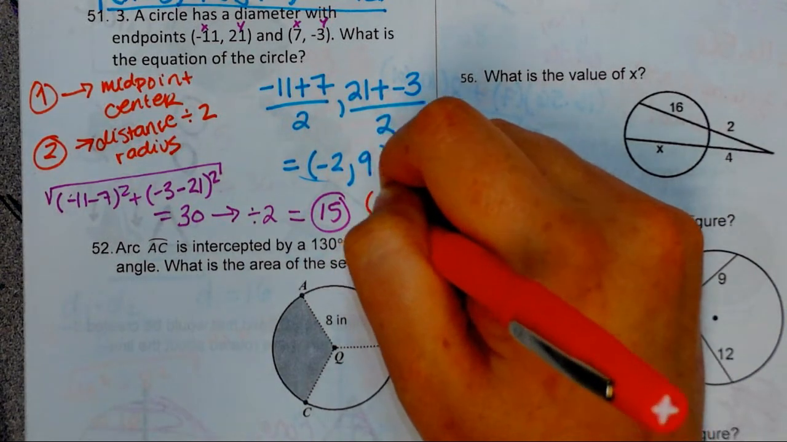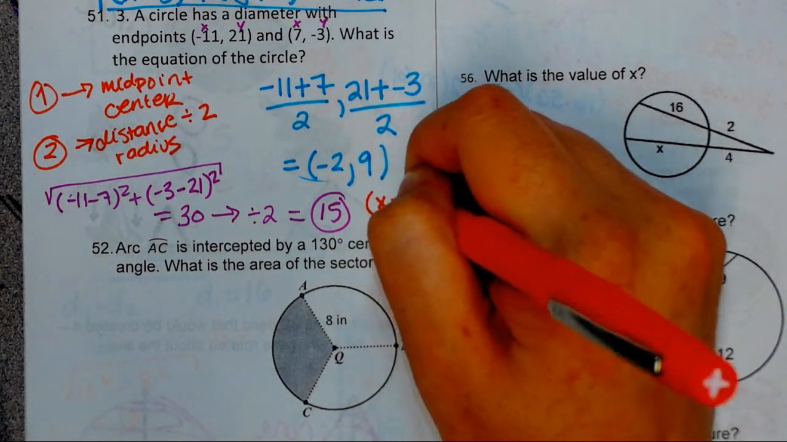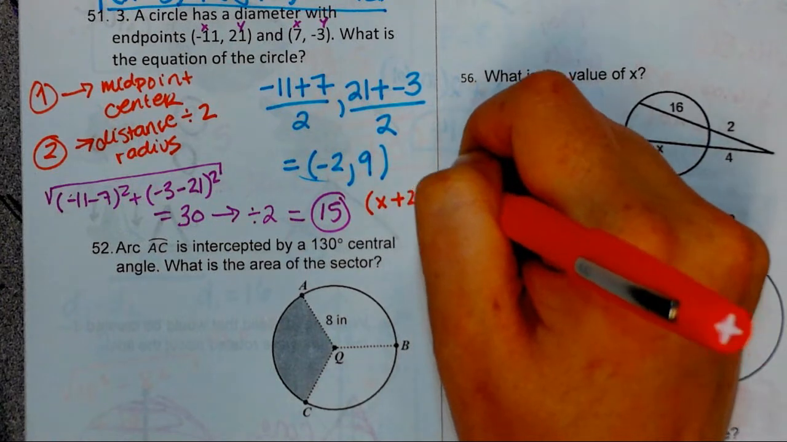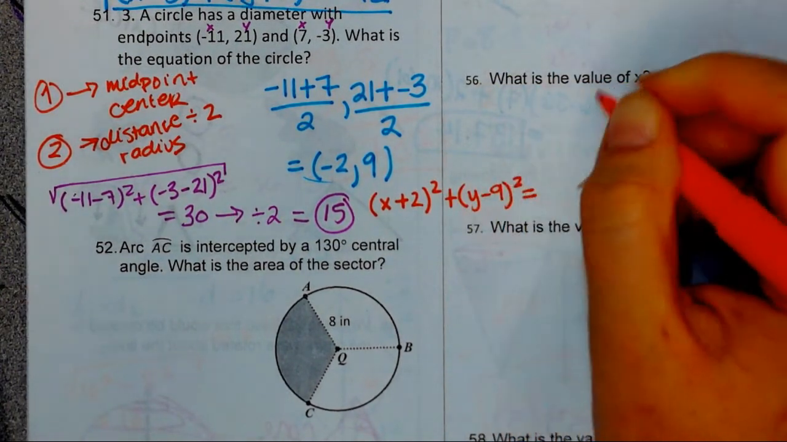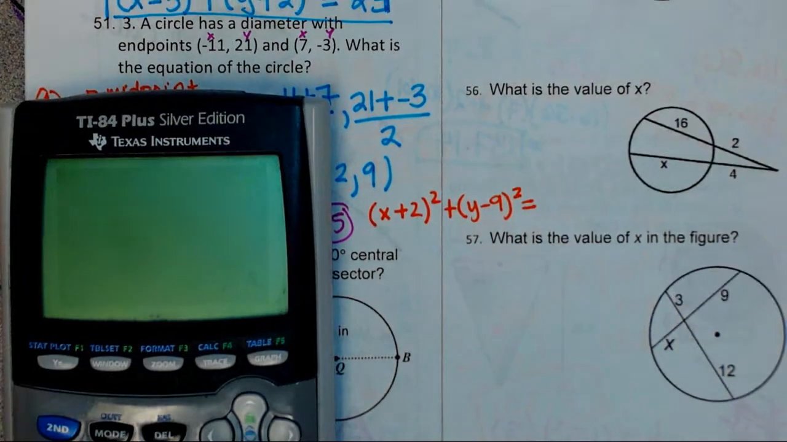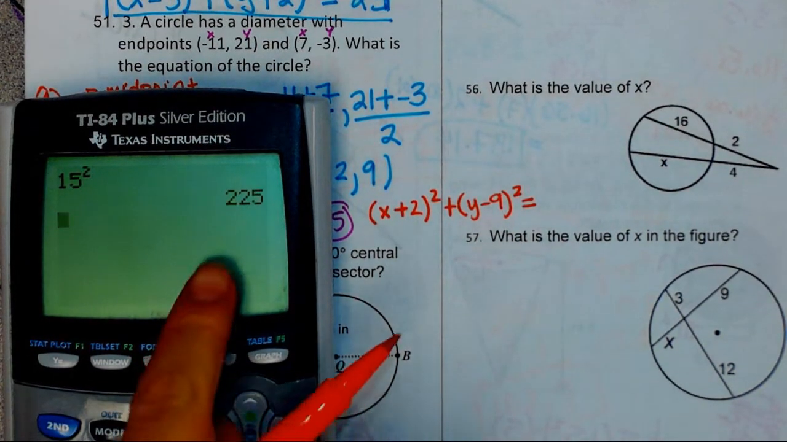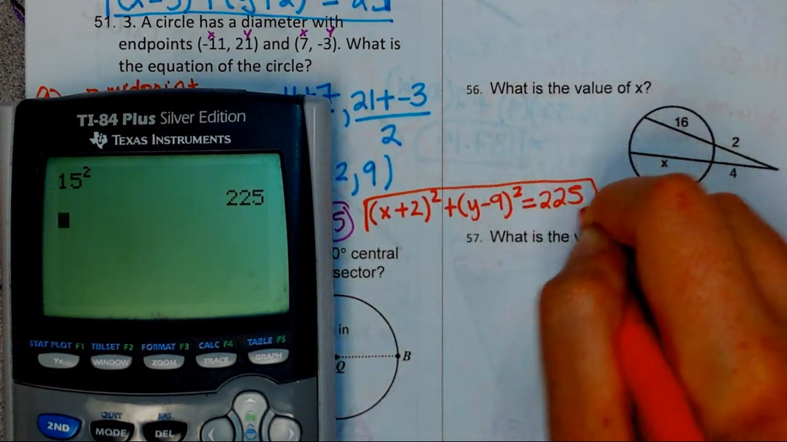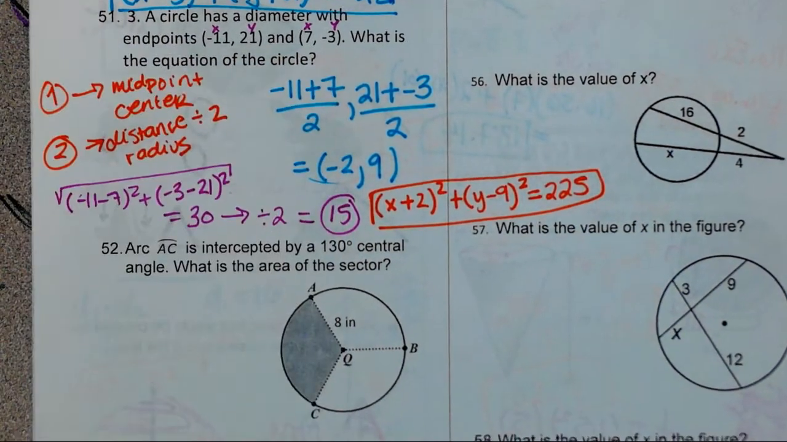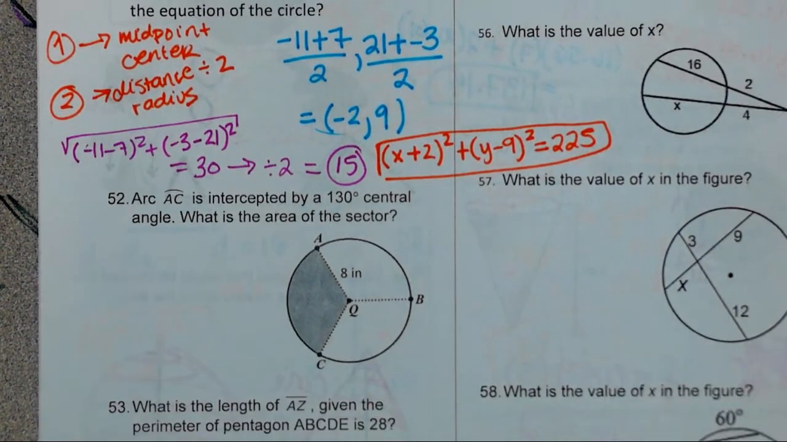Taking things and plugging it in, x minus a negative 2 becomes x plus 2 squared, y minus 9 squared equals 15 squared, which is 225. So this is our equation.